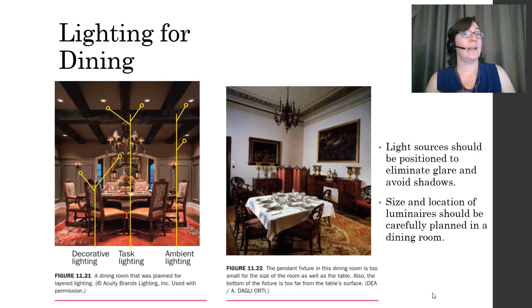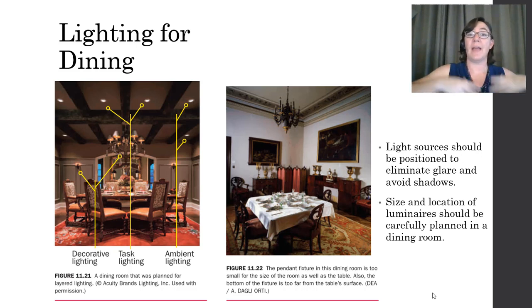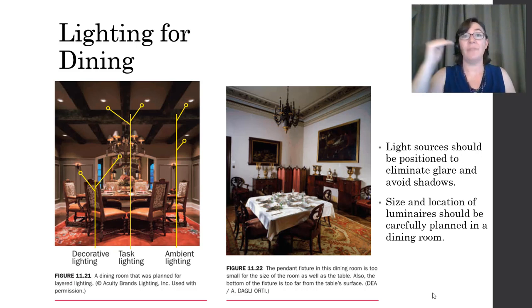Finally, let's talk about lighting for dining. And the first thing I want to say is that a dining area should have multiple layers of light. So look over here on the left-hand side. This dining room has ambient lighting. It has task lighting for the table area, and it has some decorative lighting also.